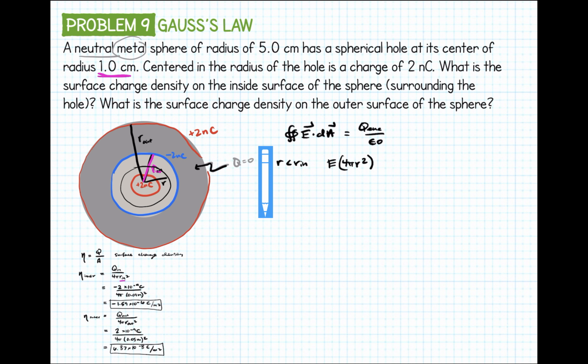We do the dot product, we get rid of that, all that jazz. Q enclosed is just going to be, let's call this just Q. So let's say Q is equal to plus 2 nanocoulombs. And then that's divided by epsilon naught. So you end up with E is equal to, remember 1 over 4 pi epsilon naught is K. So K Q over R squared, which looks like a point charge.